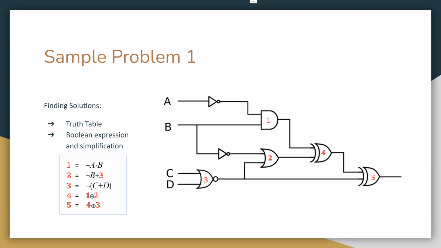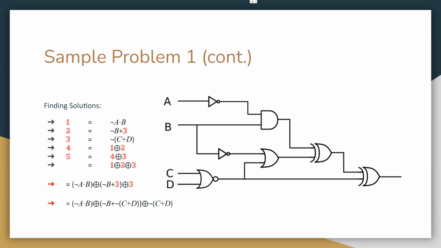And so 4 is an exclusive OR, right? Exclusive OR, and then the result from here and here. So it's 1 exclusive OR 2. And here 5 is where we get the end result. It would be the result of 4 exclusive OR the result from 3. So it's 4 XOR 3, right?